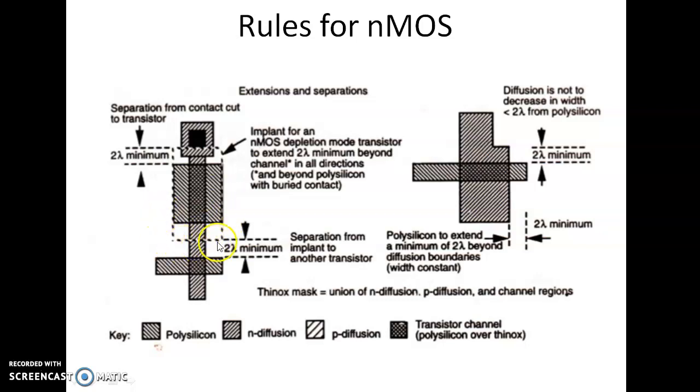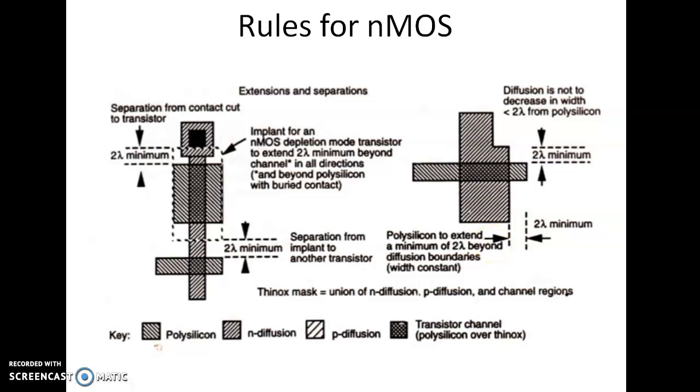And this is the implant, and this is one more transistor. We know NMOS will have an enhancement MOSFET in the pull down and a depletion MOSFET in the pull up with gate and source connected. So the implant and the transistor should also have 2 lambda minimum separation. Like that we have certain rules, like here also diffusion is not to decrease in width less than 2 lambda from polysilicon. So polysilicon should extend a minimum of 2 lambda beyond diffusion boundaries. These are all the rules to be followed for drawing the layout.